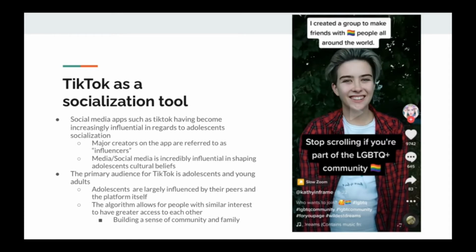At times, it does risk exposing young people to, I guess you could say, a darker side of TikTok, which may include people who are anti-LGBTQ and spread more hateful content.